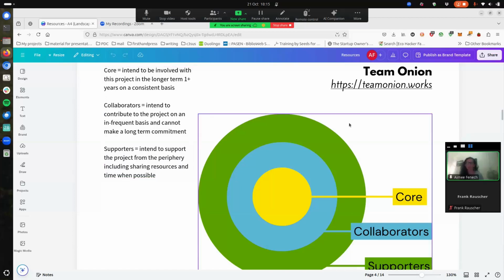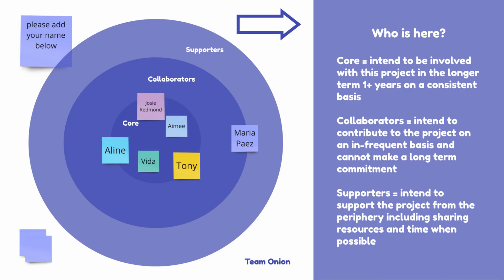So this is just an example. The way that we would use it is to basically append the names in the different areas on the Team Onion drawing. And it's also agreed, for example, that this would be valid for X number of months. So you could say every 3 months we will revisit it.